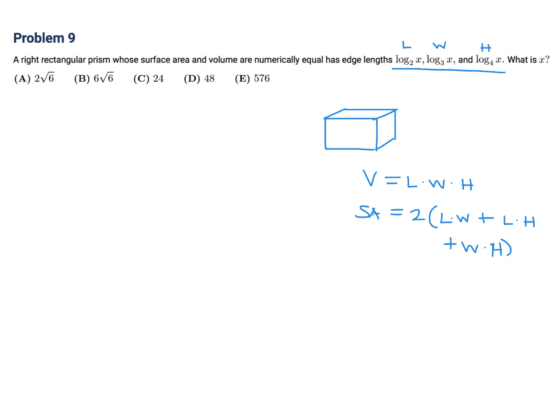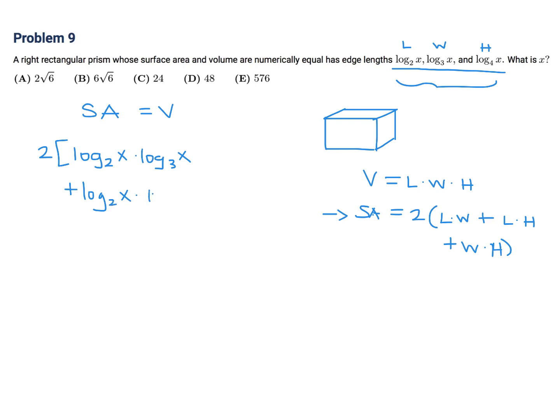So here we go. They're saying that the surface area and the volume are numerically equal. So that means SA is equal to V. SA, according to that formula, using these guys up here, will be 2 times the log of x to the base 2 times the log of x to the base 3, plus the log of x to the base 2 times the log of x to the base 4, plus the log of x to the base 3 times the log of x to the base 4. And the volume is just going to be the log of x to the base 2 times the log of x to the base 3 times the log of x to the base 4.